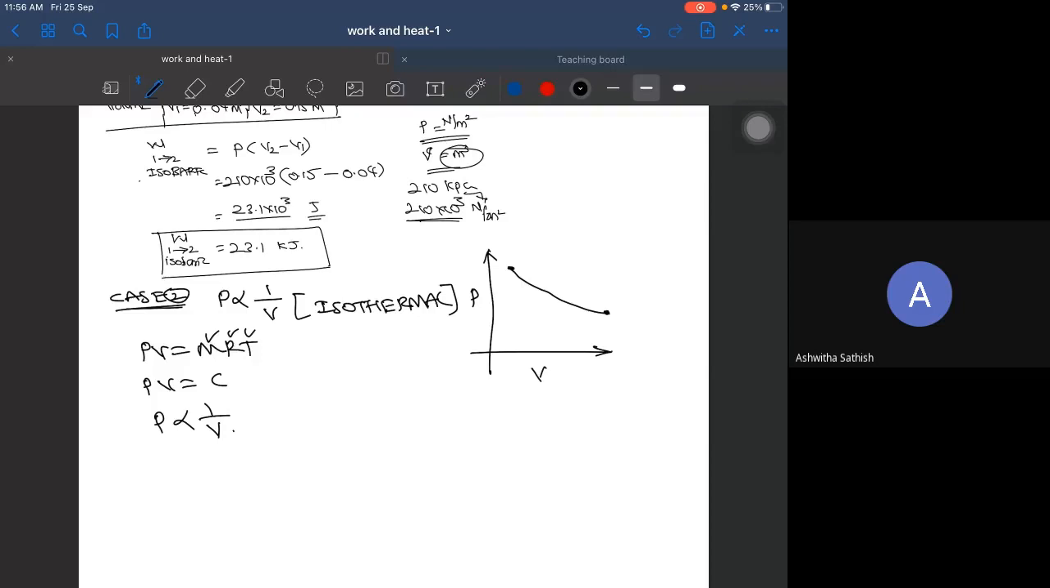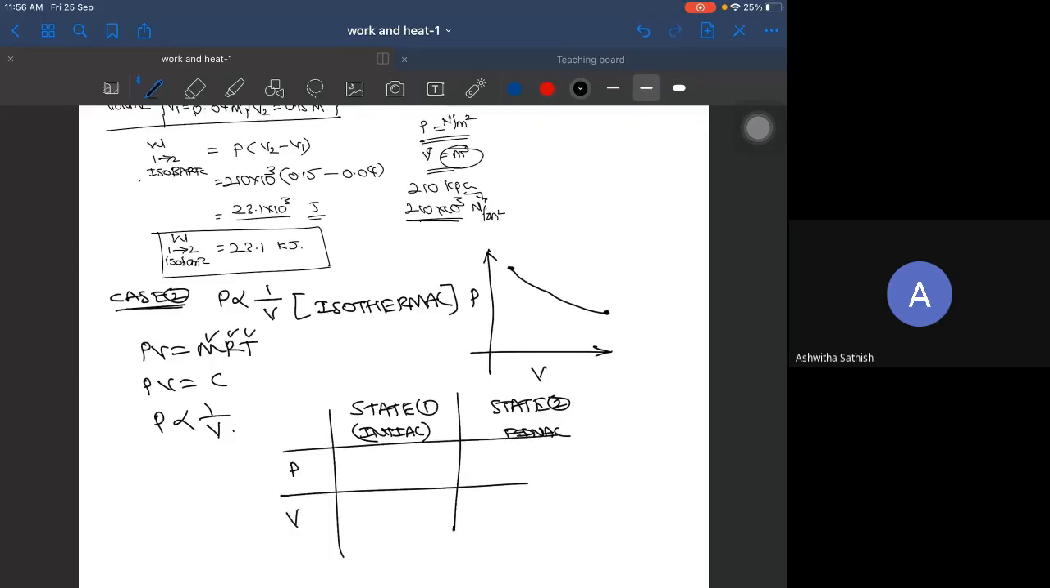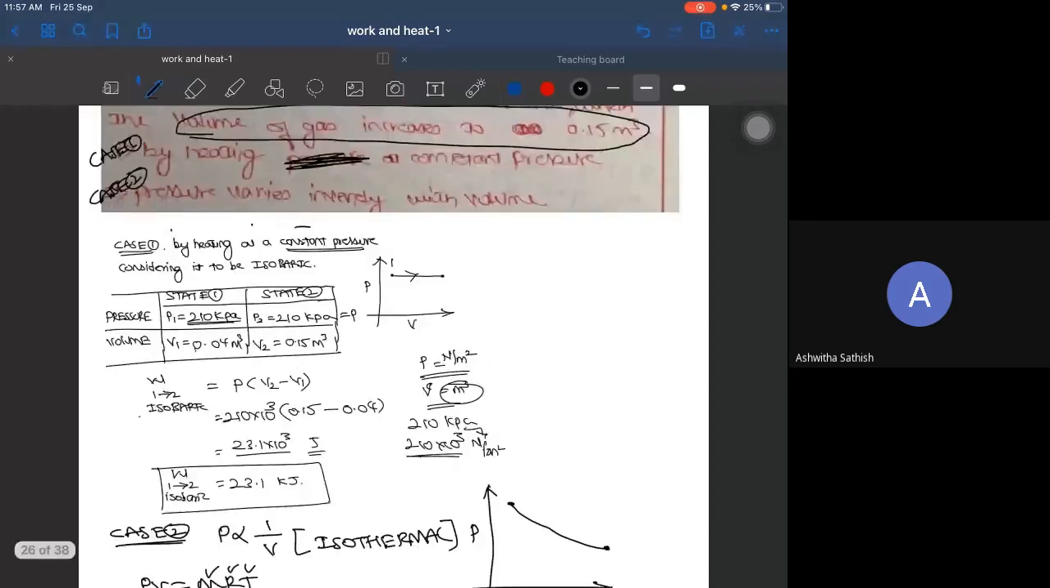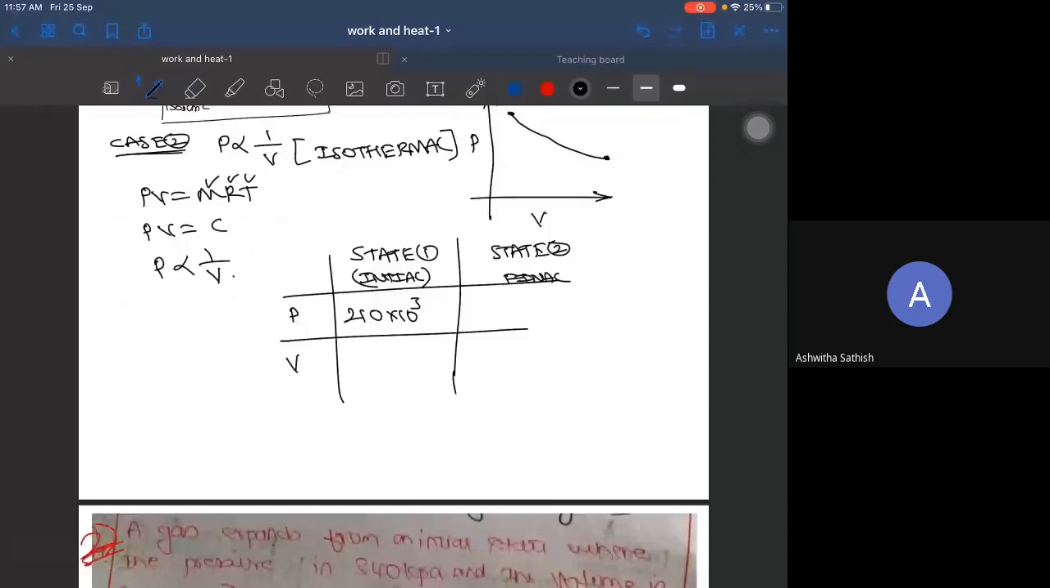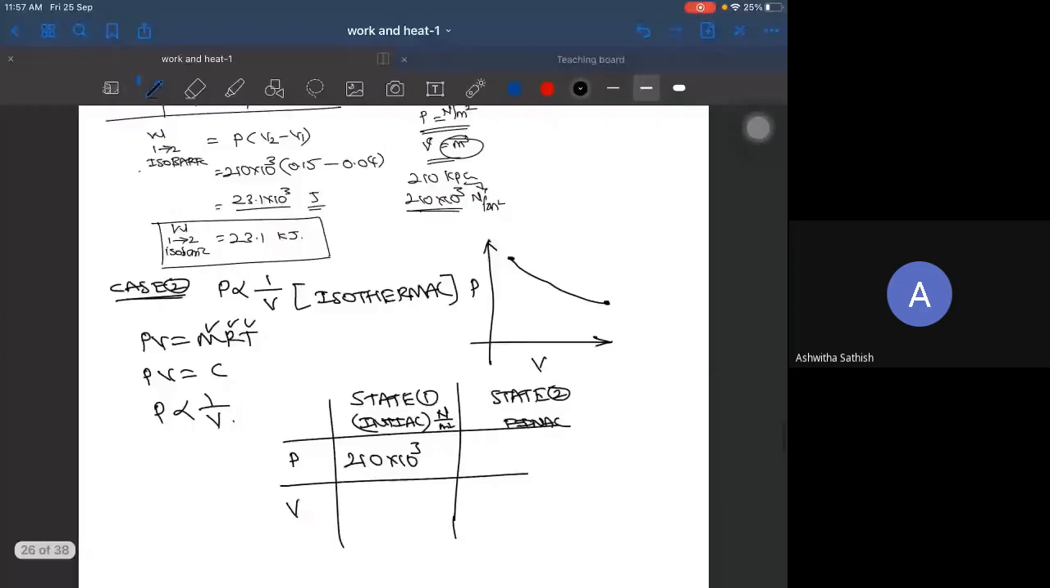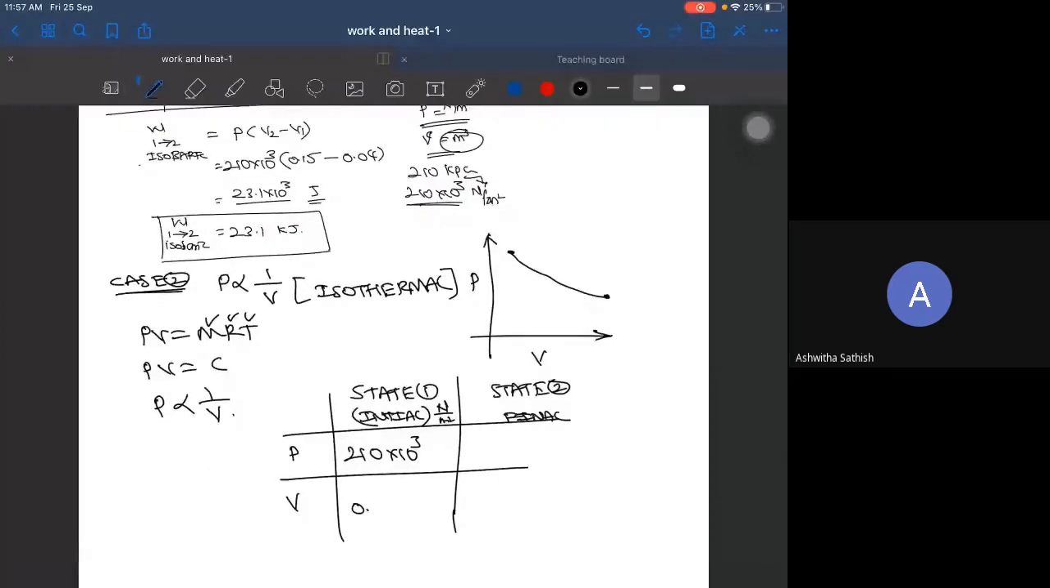So for this, again, I will be drawing the state table. State 1, state 2, where state 1 is your initial state and state 2 is your final state. Again, I have the values of pressure and volumes here. Initial state will remain the same. So it is how much? 210 kPa, so it is 210 into 10 to the power of 3 in terms of Newton per meter square. And initial volume is also the same, 0.04. And final volume is given in the problem, so it is 0.15.